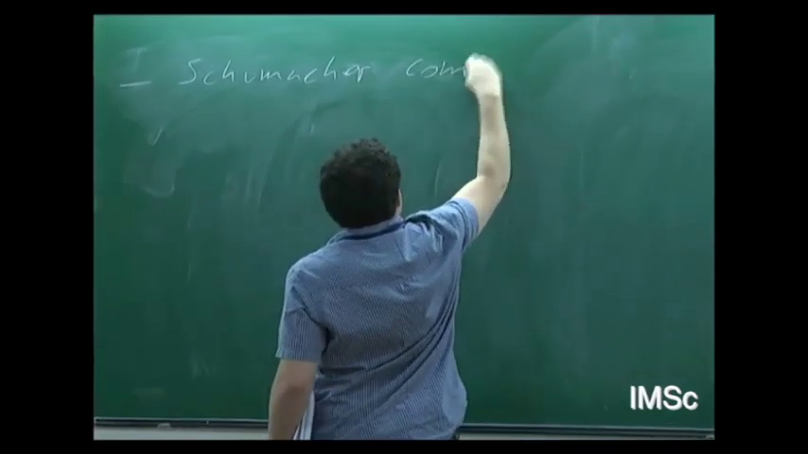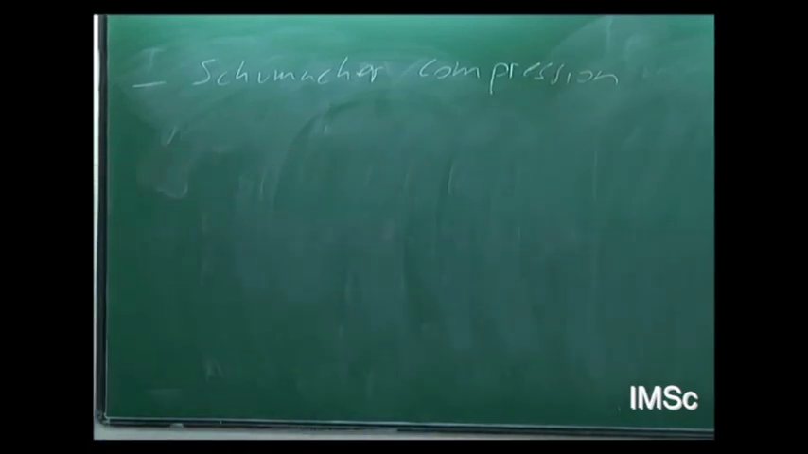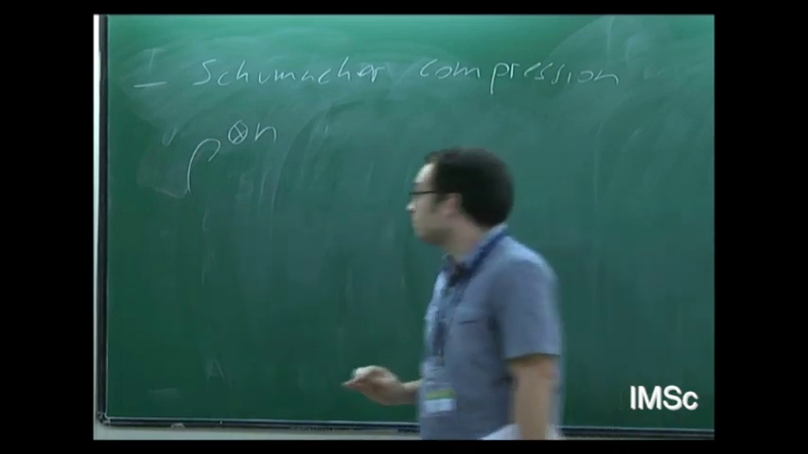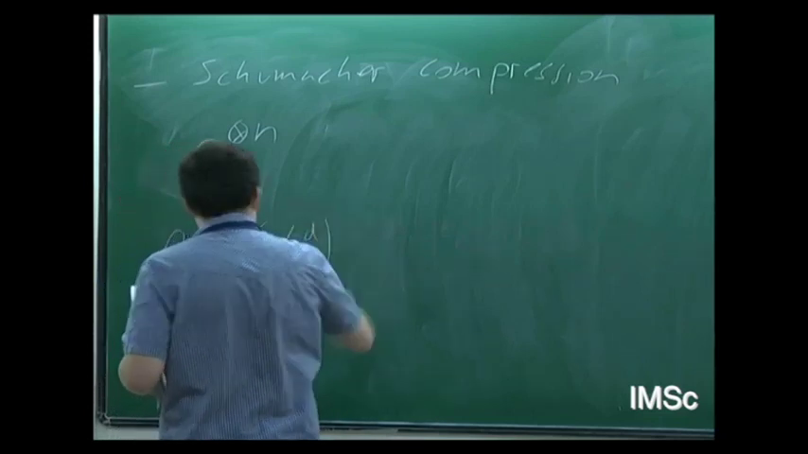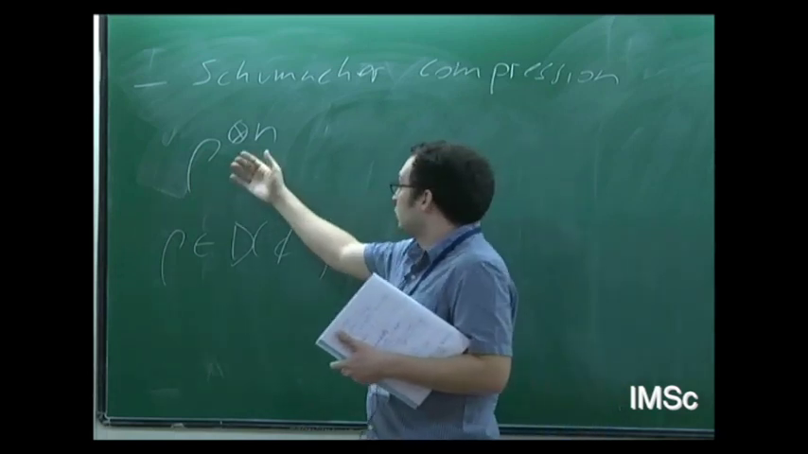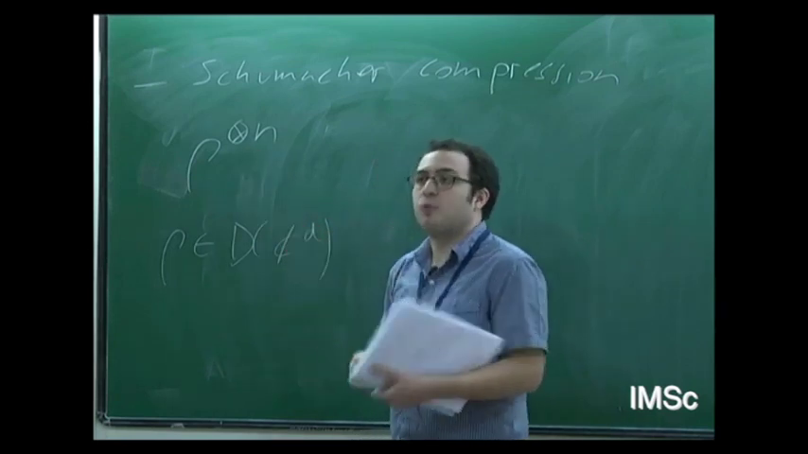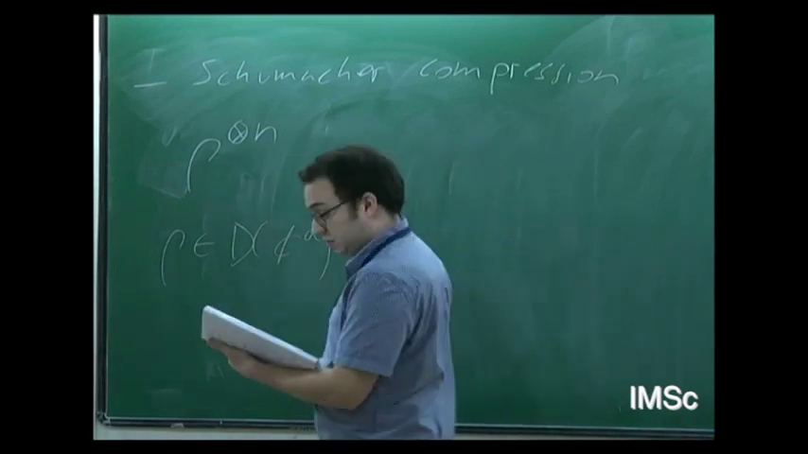Schumacher compression. It turns out that this entropy tells us, in a particular regime, how many qubits we need to store a copy of the state rho. The regime is the one where we have many different copies of the state rho. Imagine we have n copies of the state rho, with n very large, and the state is on d dimensions, as usual. We would need n log d qubits to store these states. This we can always do. But can we do better? Can we store the states, or at least a very good approximation of them, in a smaller number of qubits? And this is what this result tells us.